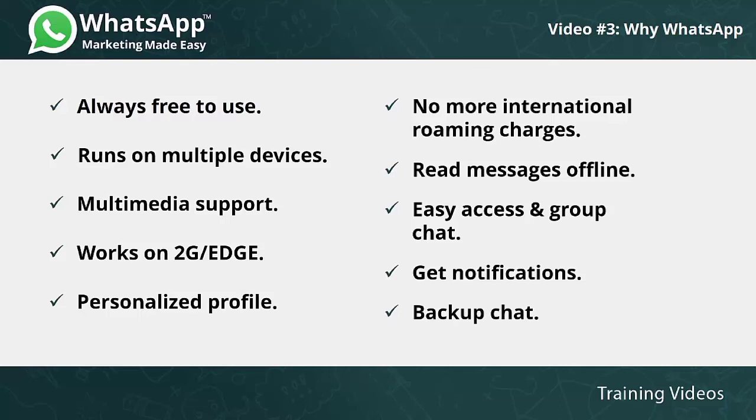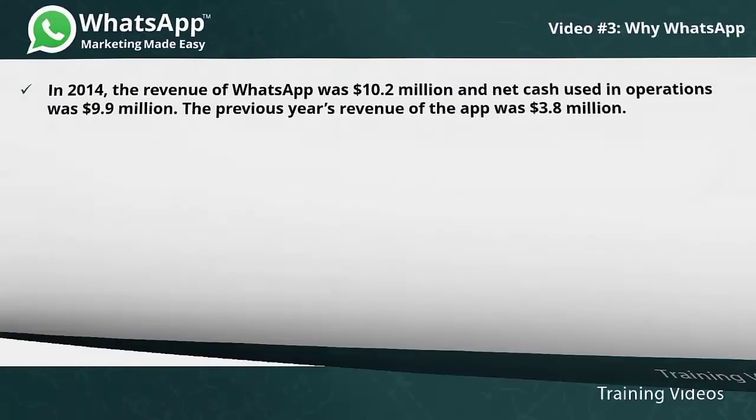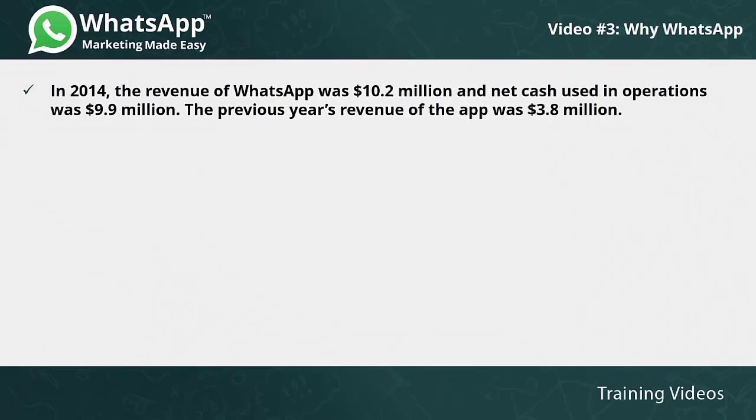Backup chat. Saving SMS requires special software, but WhatsApp messages can be backed up offline or even stored on a cloud. Shocking facts. In 2014, the revenue of WhatsApp was $10.2 million, and net cash used in operations was $9.9 million. The previous year's revenue of the app was $3.8 million.